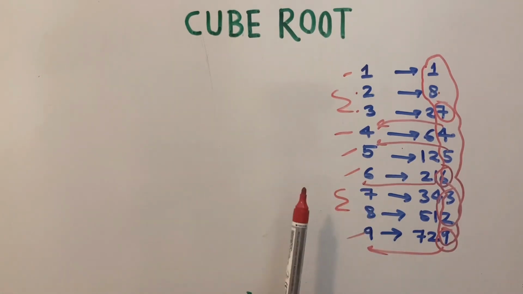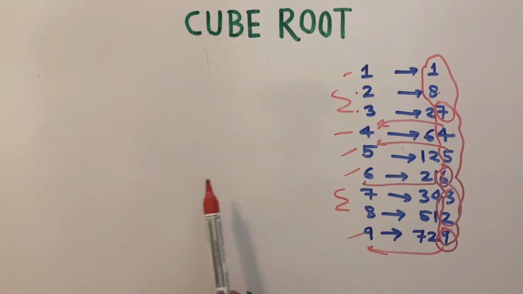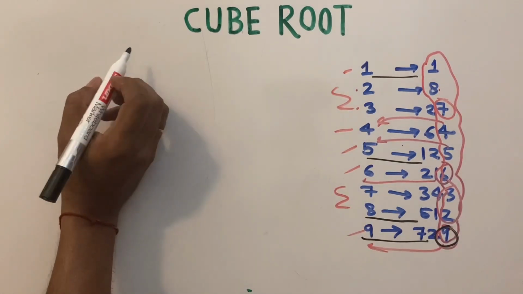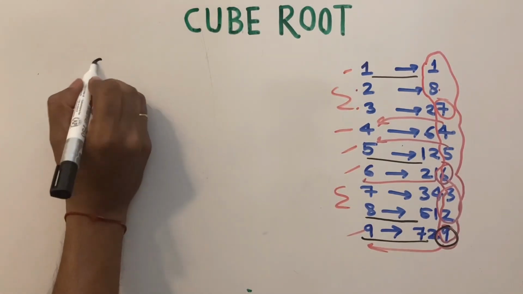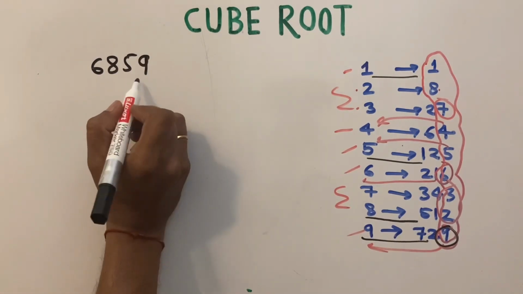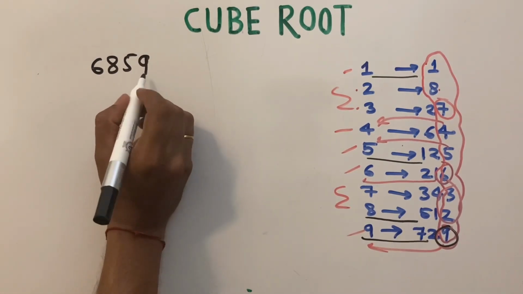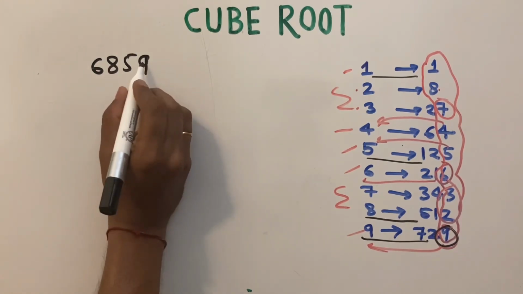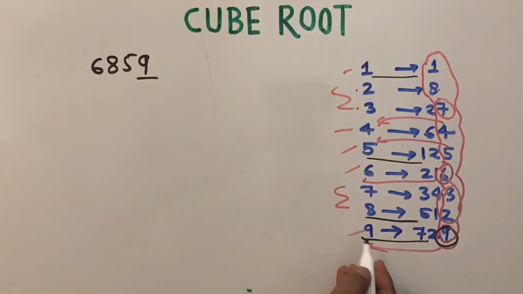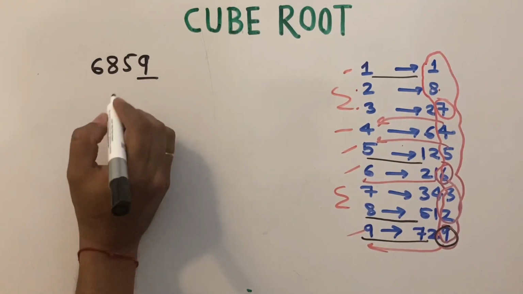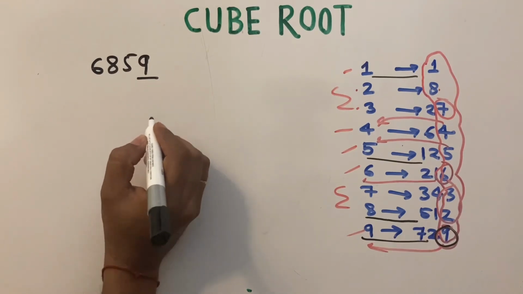After learning this pattern, now you can easily solve the cube root of large numbers. Let's find out the cube root of the number 6859. To find the cube root of a number, first we must focus on the last digit of the number. Here the last digit is 9. So from this pattern, the cube root of this number must have the last digit 9.